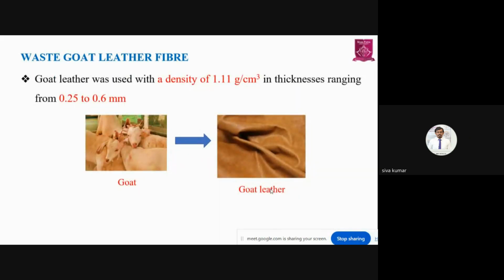And the goat leather thickness is little more than fiber, so it is 1.1 gram per centimeter cube. Why I chose goat leather is that it is more comfortable, softer than cow leather. So I have chosen goat leather. In future research, you can select cow leather also to see how the differences are in goat leather and cow leather.